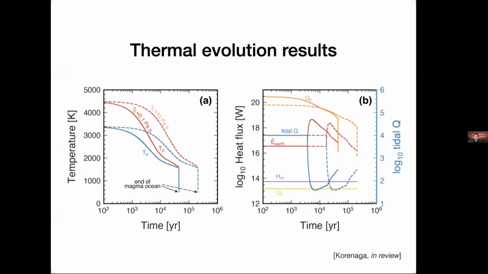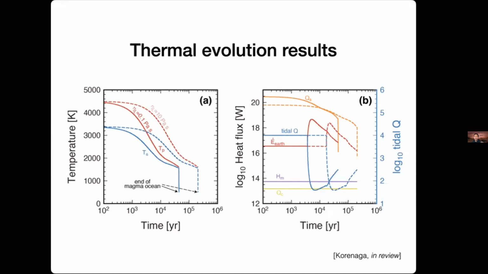The right panel shows the various heat fluxes. The orange line is the surface heat flux from the magma ocean, and the red line is tidal dissipation. As you can see, tidal heating, even though it's significant, is always much, much lower than the surface heat flux in a solidifying magma ocean. So tidal dissipation doesn't really help to slow down the solidification of a magma ocean.